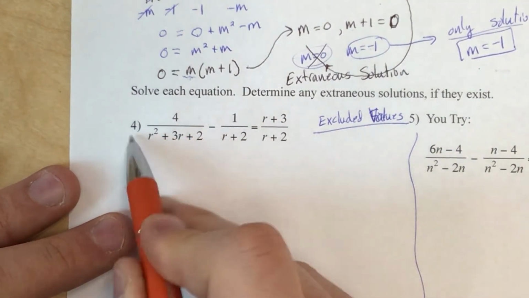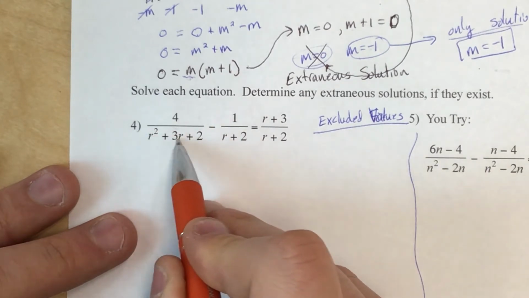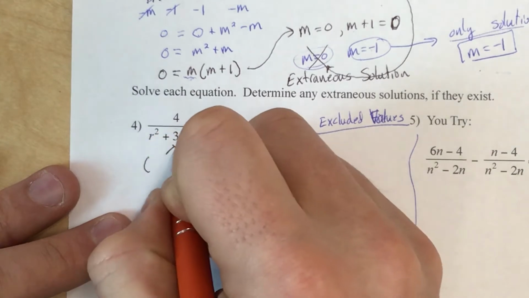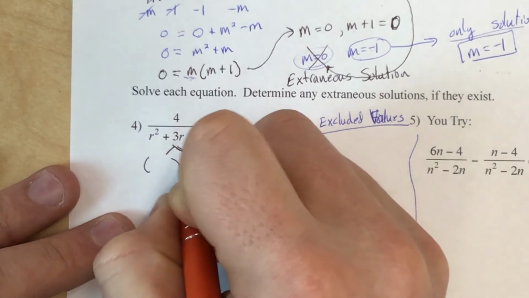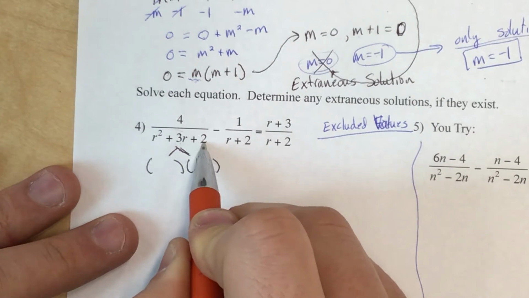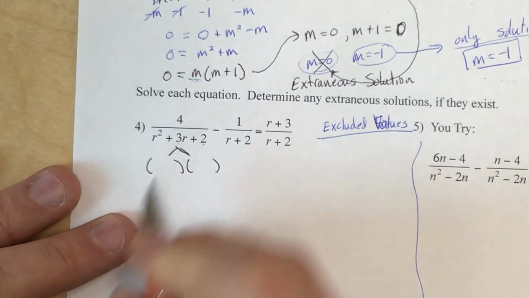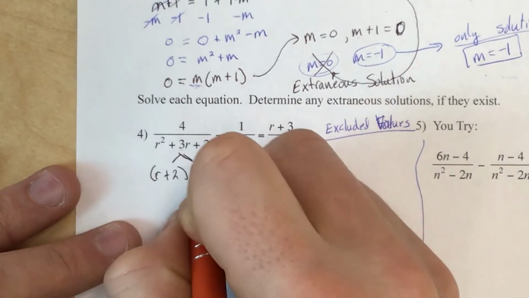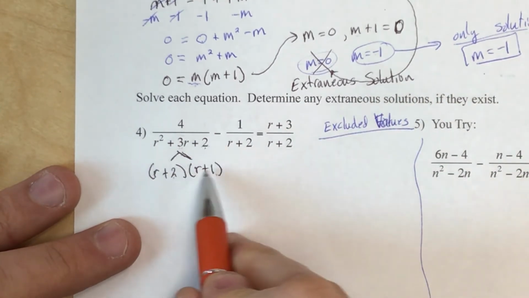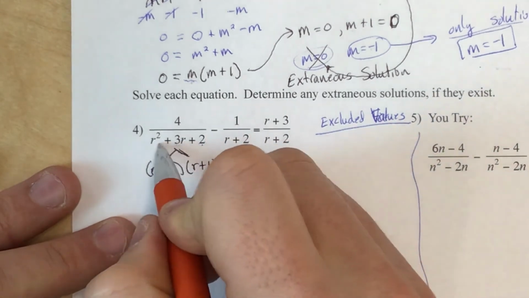Right away, we can't find a 0 of r squared plus 3r plus 2 unless we factor. So I'm going to factor this. This is the method when a is equal to 1. There are just two numbers that multiply to get 2, and the same two numbers add to be 3. So that is r plus 2 and r plus 1, because 2 times 1 is 2, and 2 plus 1 is 3. Those are your two factors.